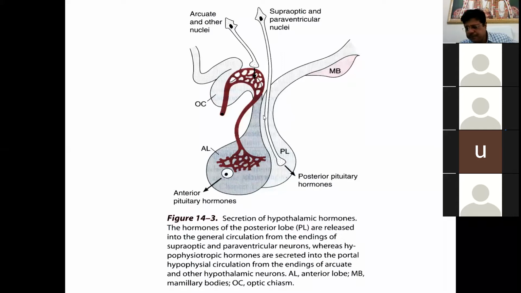Then you have a two-unit structure of some hormones. I already discussed this. Can you tell me which hormones have this two-unit structure?